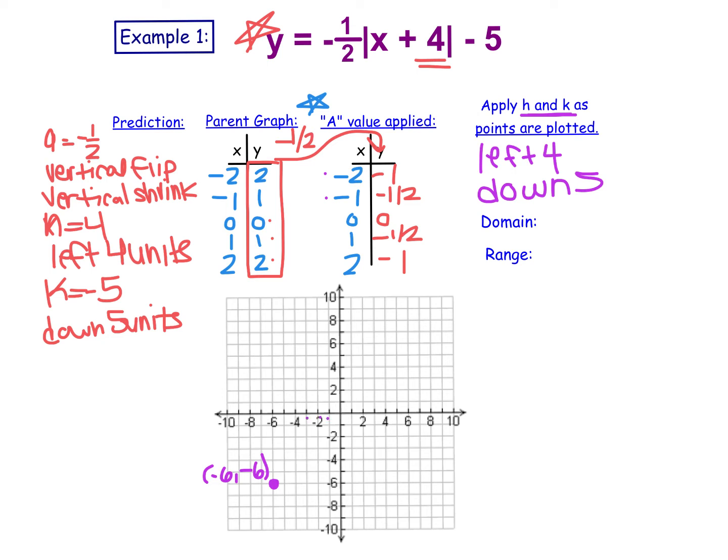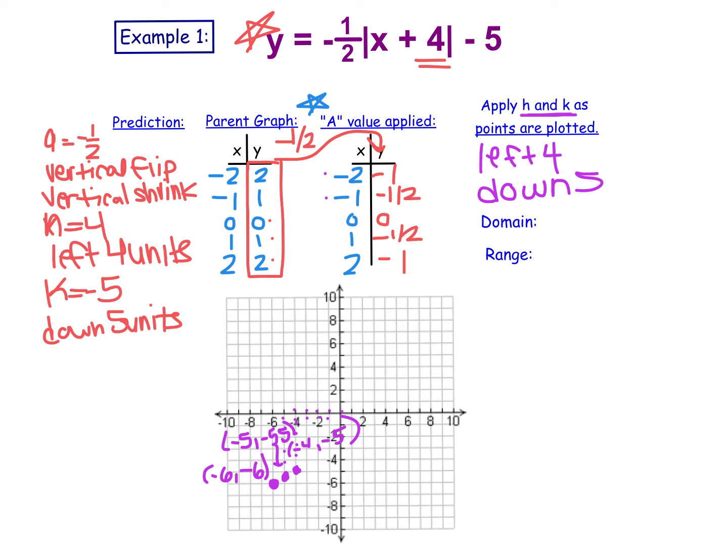Then I go to this next point here, which is negative 1, negative 1/2, and I go to the left 1, 2, 3, 4, down 1, 2, 3, 4, 5. So that one's right snuck in there. And that's the point x is negative 5, y is negative 5.5. So just kind of pretend you can sneak that in there. Then from here we're going to 0, 0. Then we go left 1, 2, 3, 4, down 1, 2, 3, 4, 5. So here we're at the point x is negative 4, y is negative 5.